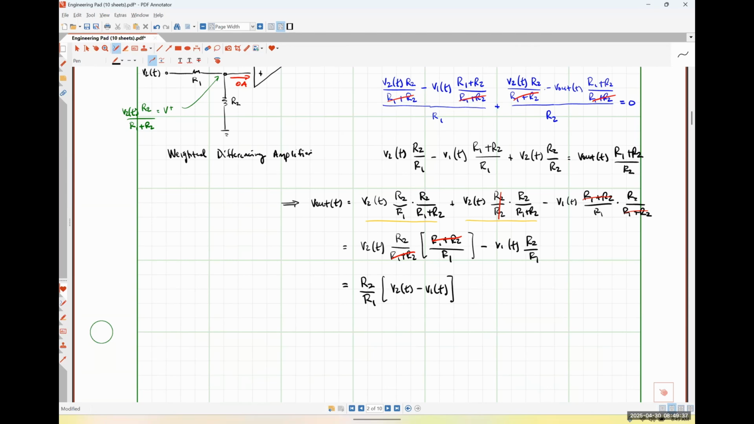Make R2 and R1 the same. And it's now just the difference of the signals. Yeah.